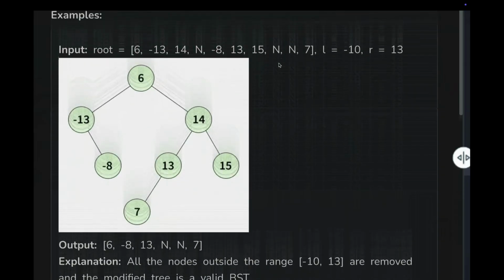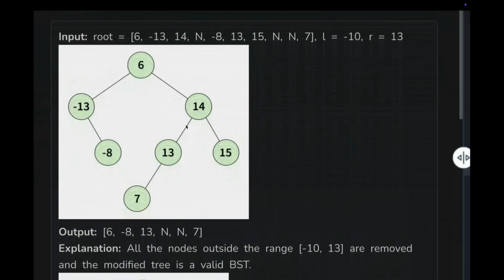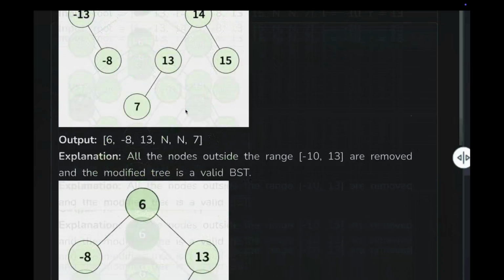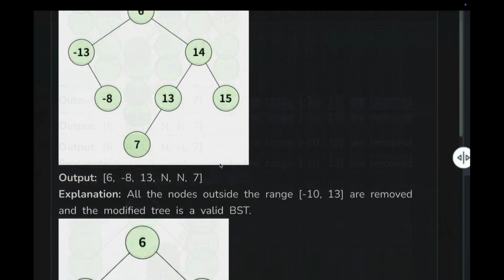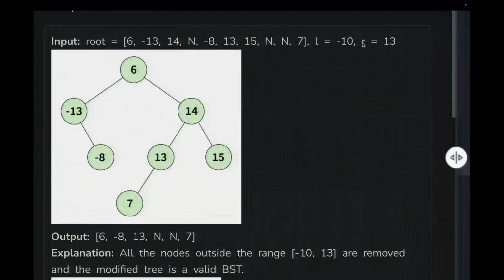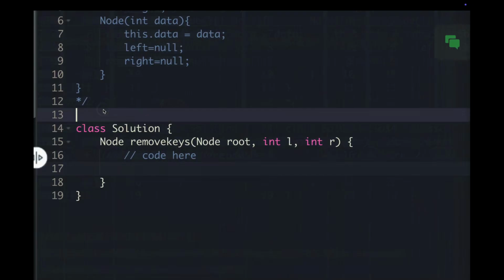Cool. So it's a BST, which we have been provided. We have left and right nodes, or we can say the range. And beyond this range, we want to remove. So minus 10 and 13. Minus 13 lies beyond this range because it's way minimum. We lie within 6, minus 8, and something like this. Cool. So how can we understand or how can we remove these things?